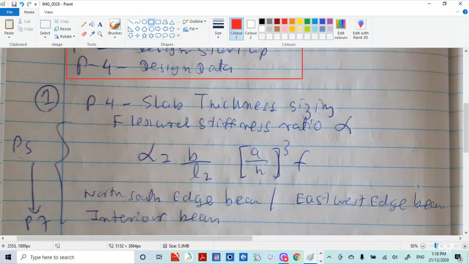Then we are talking about the slab thickness sizing. In this case, we have to calculate the flexural stiffness ratio alpha. So the flexural stiffness ratio alpha has to be calculated.